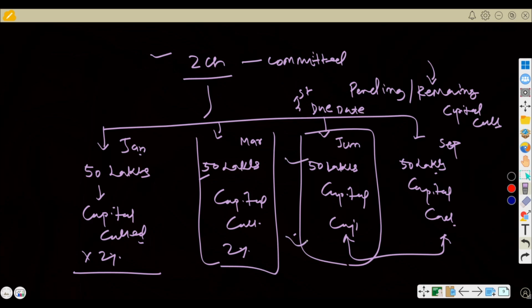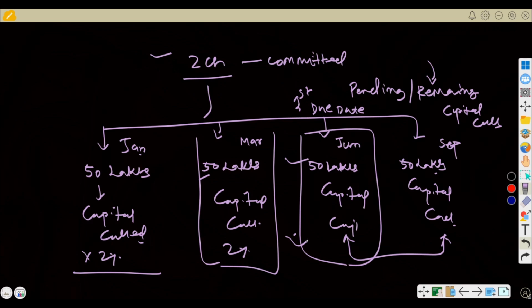So management fees is around 2% on 50 lakhs. You need to pay the 2% separately to the same account, because 50 lakhs is the net capital call amount. That will be invested, and the 2% is required as a cost of investment. So in that way, you need to execute the capital calls also.